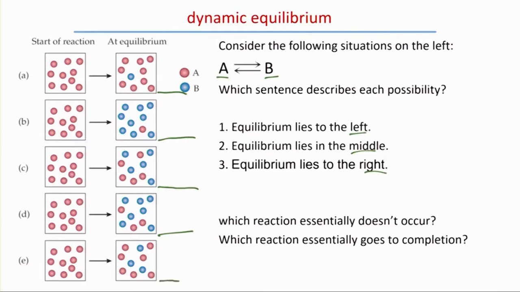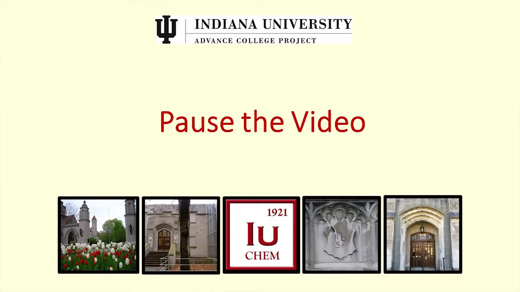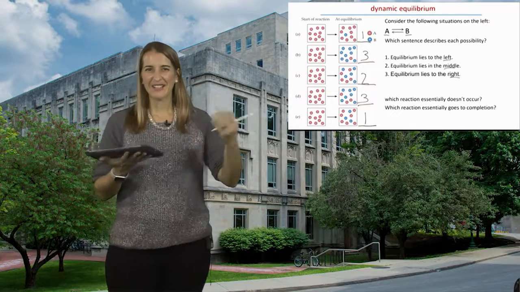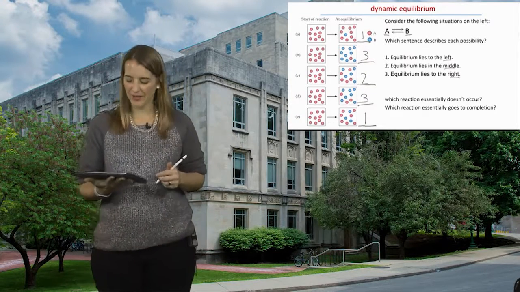You want to look at how they all start. They're all starting with only reactant, and then at equilibrium, when the rates of the forward and the reverse are equal, where does the equilibrium lie? All right, so take a little bit to pause, come back with an answer in a couple seconds. All right, hopefully you have your answers as well after that pause.